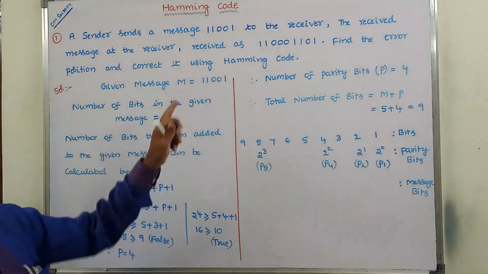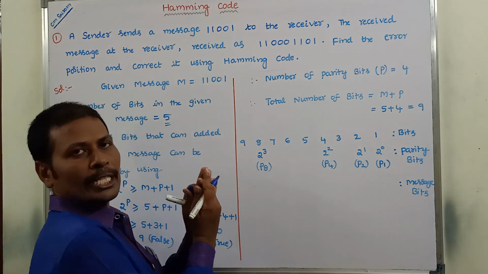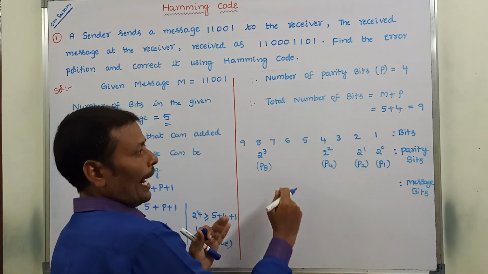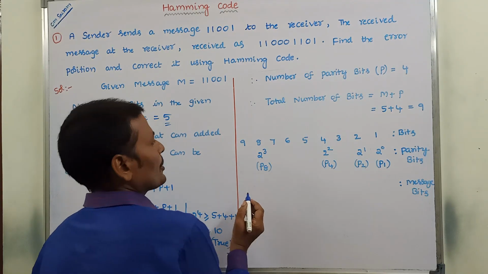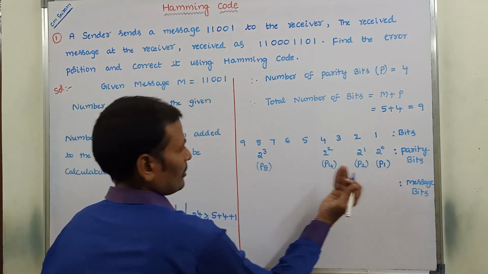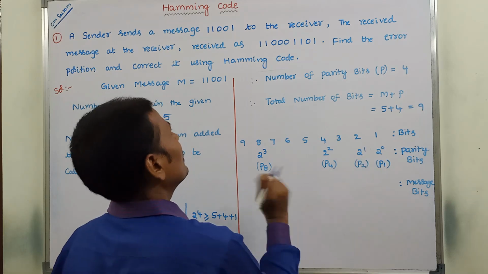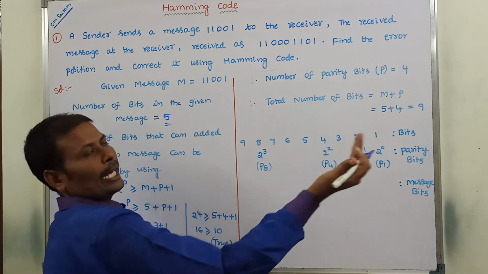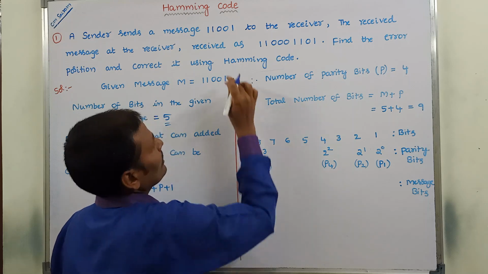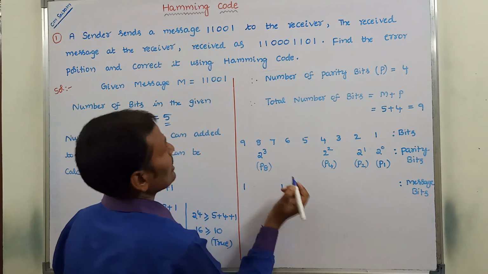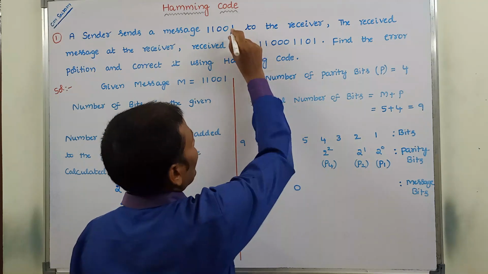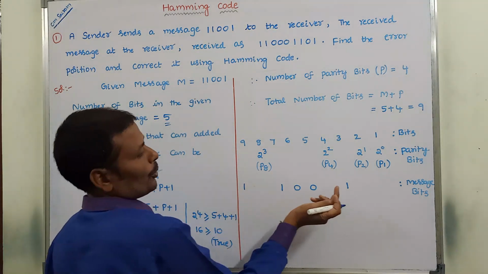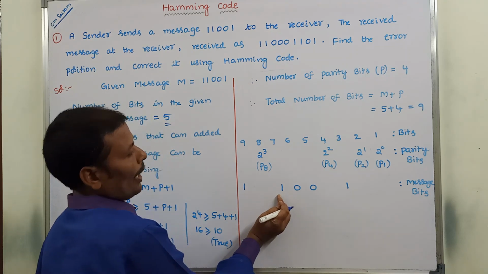How many message bits are there? 5 message bits are there, and they can be written in the vacant places left after identifying the parity bits. Here we can write either from right to left or left to right. Here I am writing 11001 from MSB to LSB. First I take the MSB, 1. Next, the bit after the MSB, 1. Next one, 0. Next one, 0. Next one, 1. In this way, we have to write it.